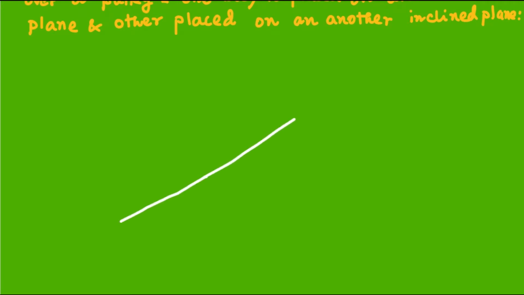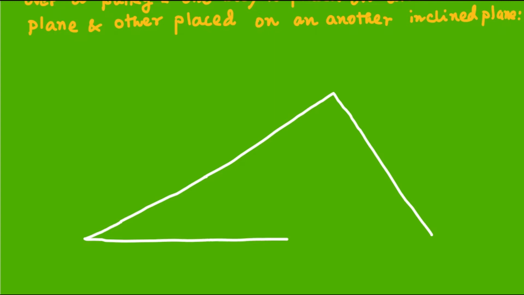This is an inclined plane AC, and this is another inclined plane. So we have two inclined planes, AB and AC. At the highest point of these two inclined planes, a pulley is set. This pulley can be assumed to be light and frictionless. AB is the inclined plane having angle of inclination alpha, and AC is another inclined plane having angle of inclination beta.